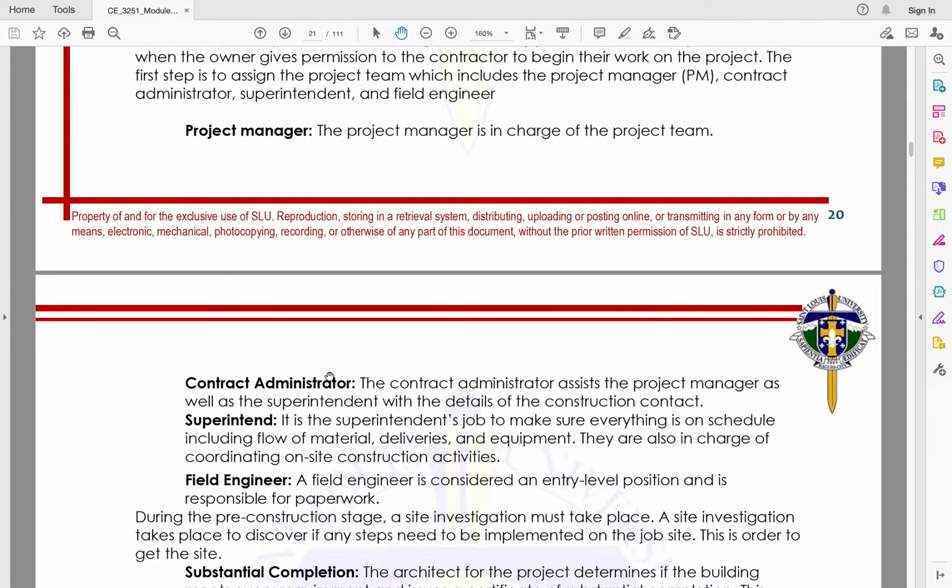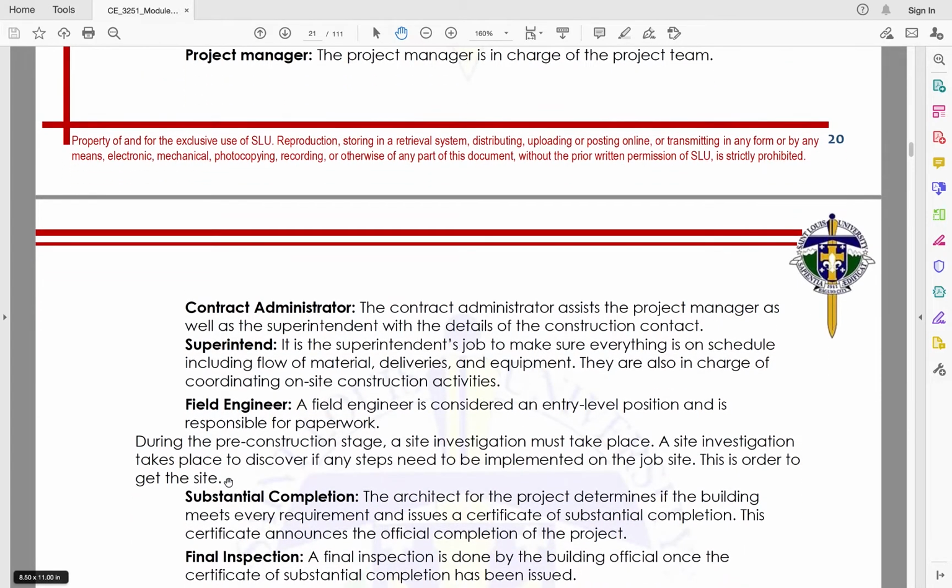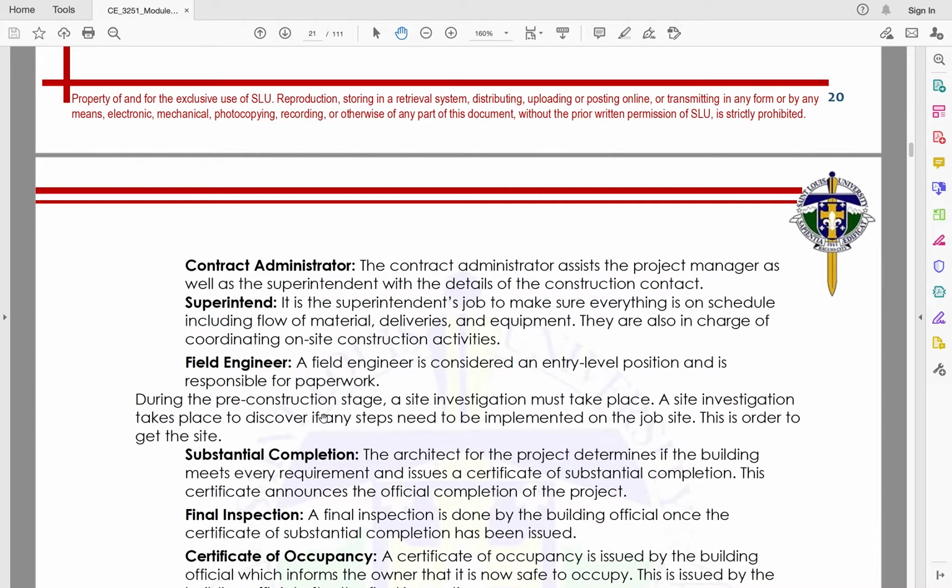The superintendent needs to make sure our activities are on schedule, so our materials must also be on schedule. It is his work, for example, to see how far our materials will last, so that before or while the materials run out, he has already ordered more, so we will have materials to use again. Because if we have no materials, there is no work, so we are wasting time, and therefore wasting money. And the field engineer is considered an entry-level position and is responsible for paperwork and site monitoring.